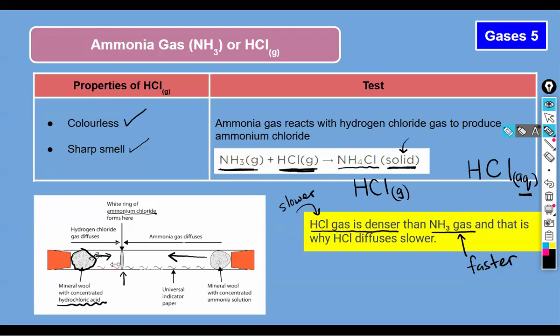This experiment not only shows that ammonia gas is present, but it's also used to prove that ammonia gas is less dense than HCl. So teachers use it for two reasons: to prove the presence of NH3, or ammonia, and to also prove that NH3, also known as ammonia, is less dense than HCl. Now, unfortunately, I needed to take down everything here, and I needed to draw this diagram as well. You need to memorize that diagram for the exam.